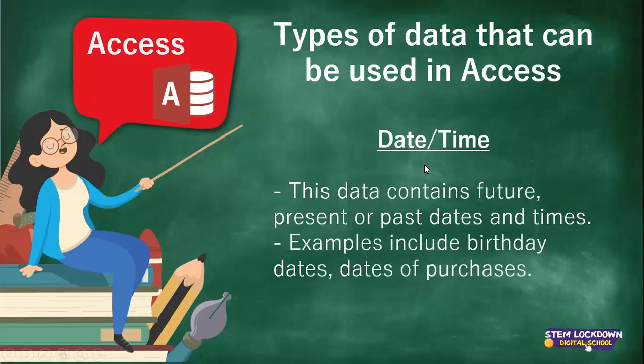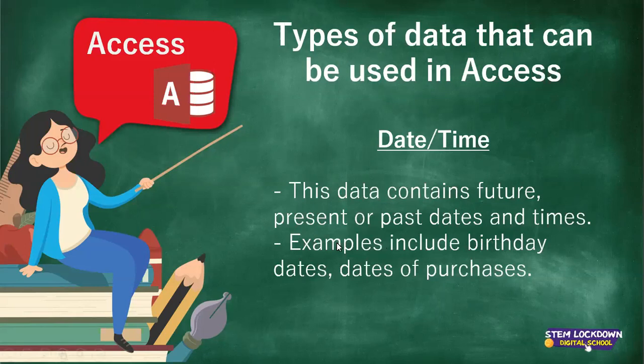Okay, the next type of data that we get is date and time. This data contains future, present, or past dates and times. An example of this would be if you have a database of all the employees that work for your company. You might set a field to store data based on when your employees started working at your company. If you want to store that type of data, you will set your field to a date, and then you will put in the date when that particular employee started working at your company.